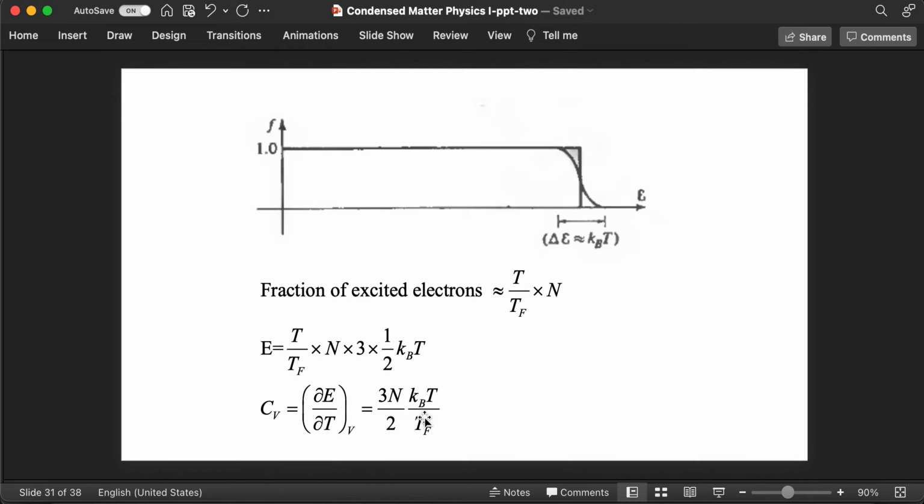So since it's 1 by Tf, the specific heat as defined by the Fermi-Dirac statistics is 100 times lower. That is why you are not able to measure it at room temperature. The ionic contribution dominates so much that the electronic contribution to specific heat is 100 times lower. Only at low temperatures are you able to measure this, and you are also able to verify that the specific heat indeed scales as temperature. This is one of the biggest successes of the Fermi-Dirac statistics when applied to the free electron gas.